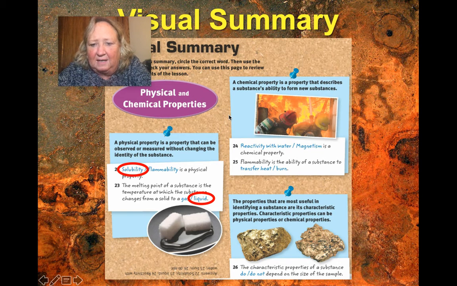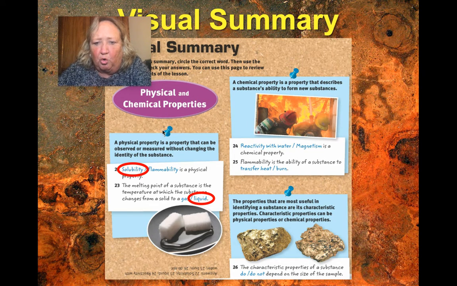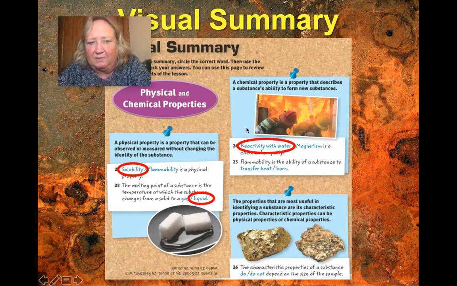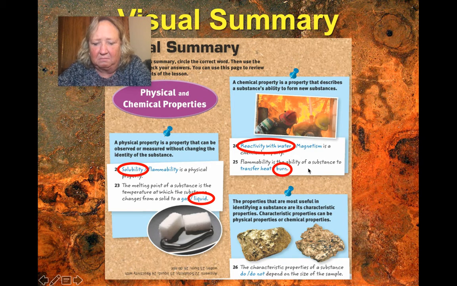Okay, over here at number 24, a chemical property. Which one of those two would it be? Reactivity with water, think rusting, or magnetism? Well, it is reactivity with water. Flammability is the ability of a substance to burn. Well, it is burn. All right.